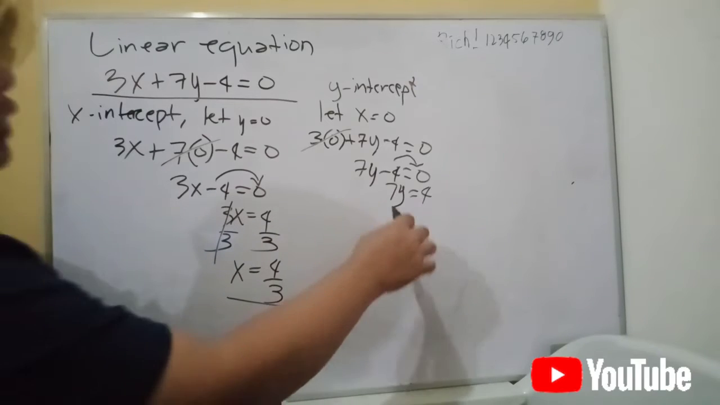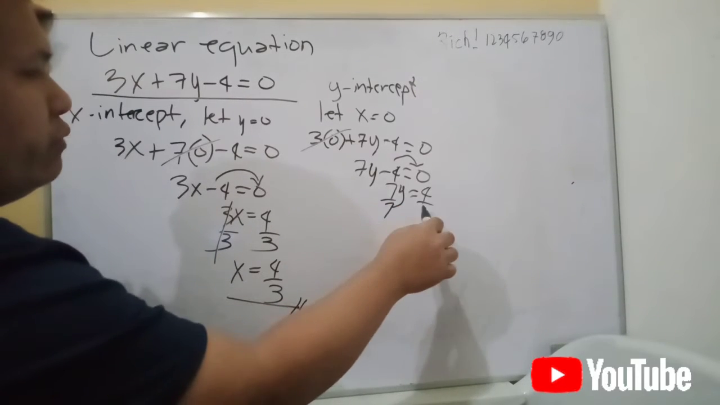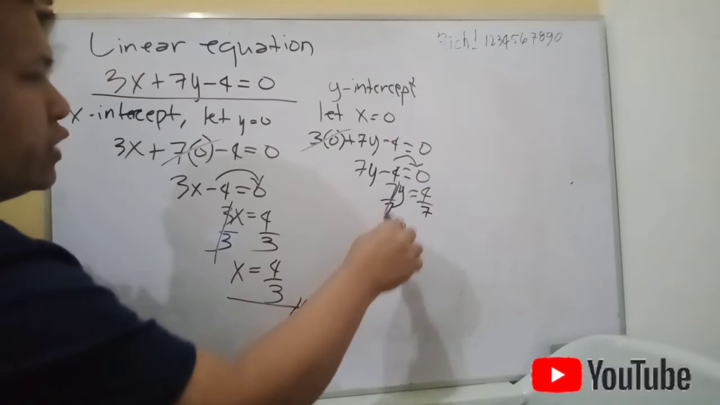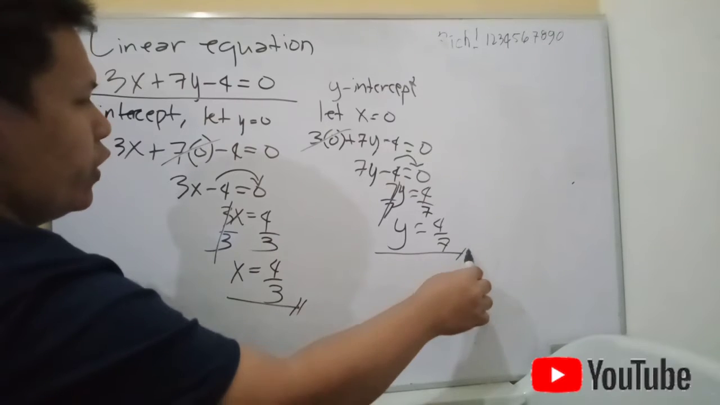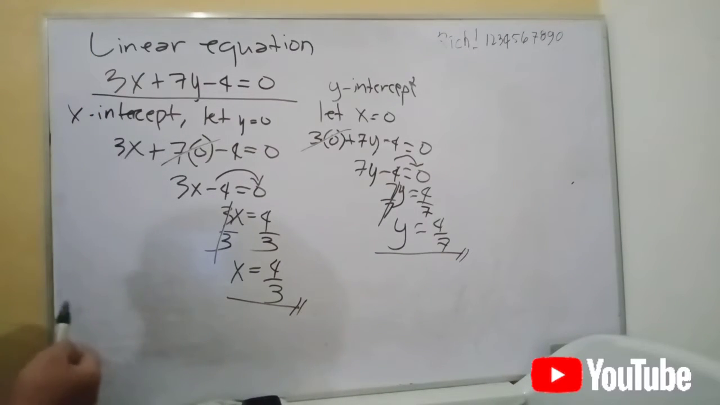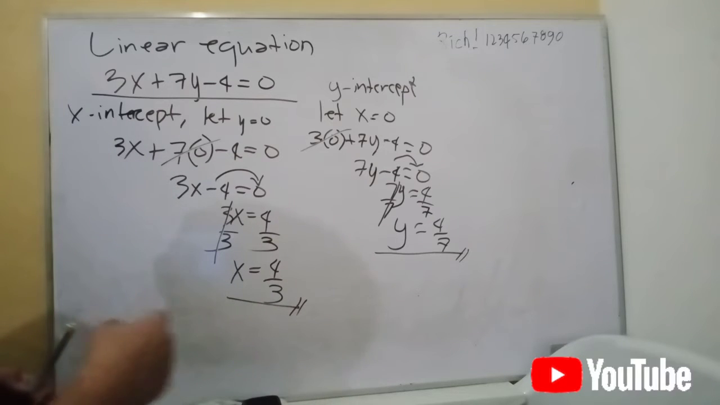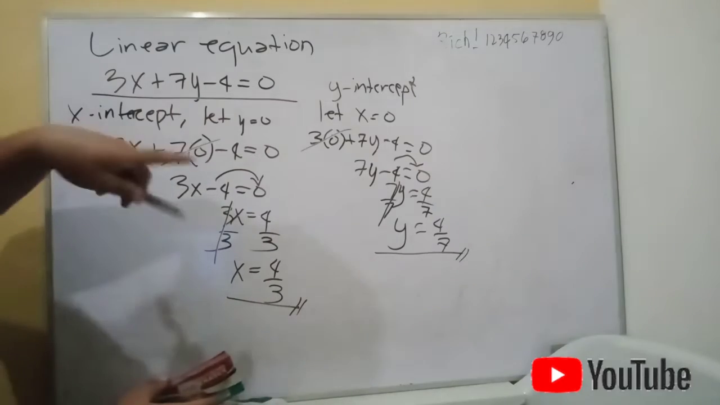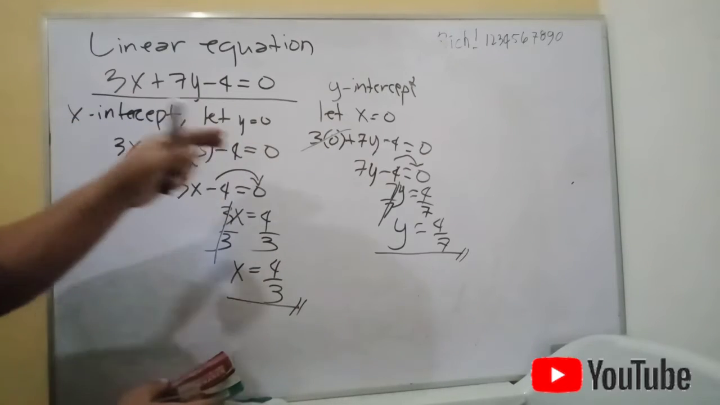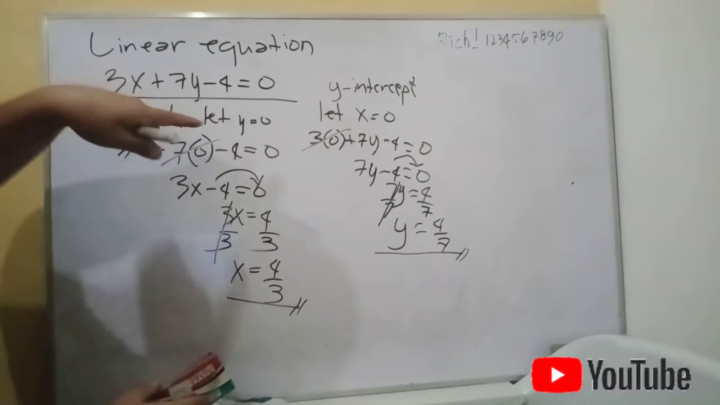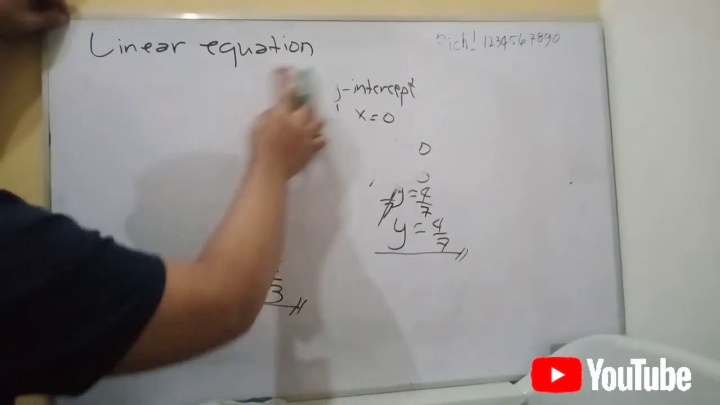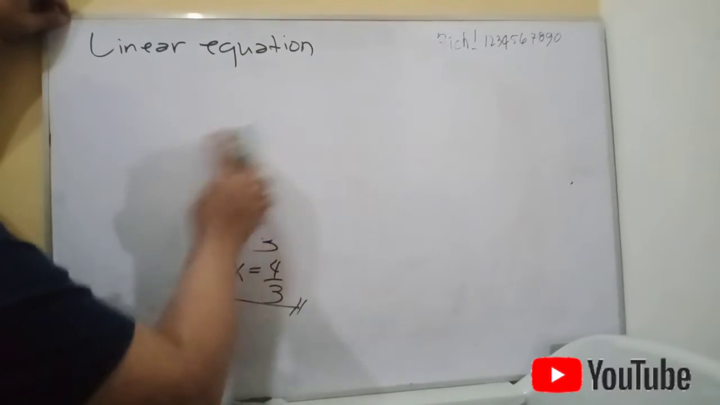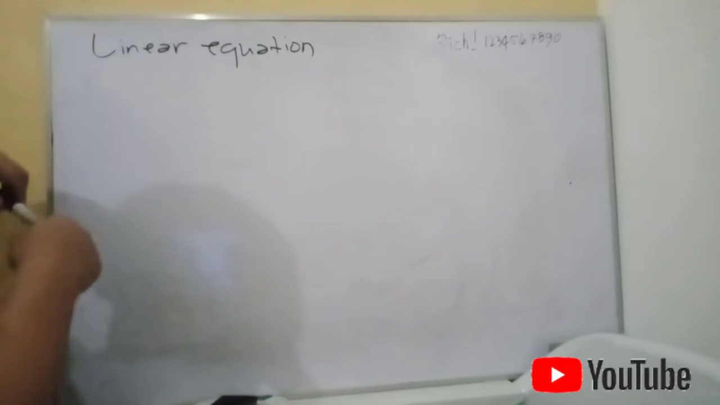Right? The next is divide by 7, both sides. So cancel. y is equal to 4 over 7. And this is our y-intercept. Right? So this is how we get the x and y intercept for a linear equation. Alright? So what if, how do we identify the line? That's the next topic.